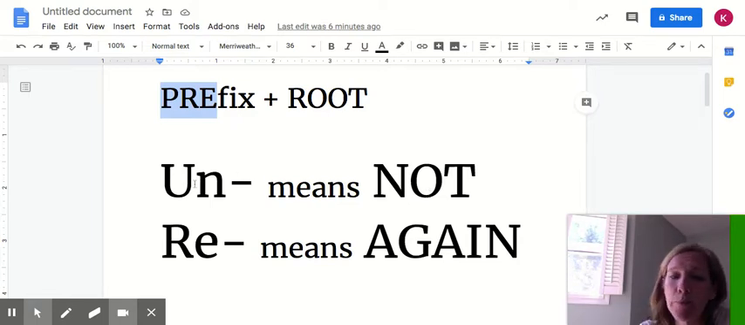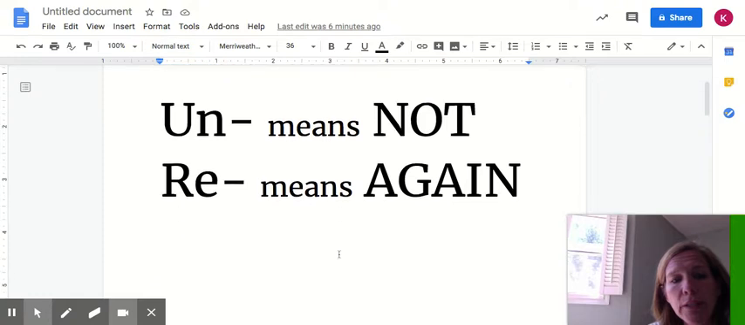So whenever we put the prefix un in front of a root word, the word became then not whatever the root word was, right? Today, we're going to take a look at the rest of our words, and the rest of our words all have re. And when re is in front of a root, it means again. All right, so let's take a look.